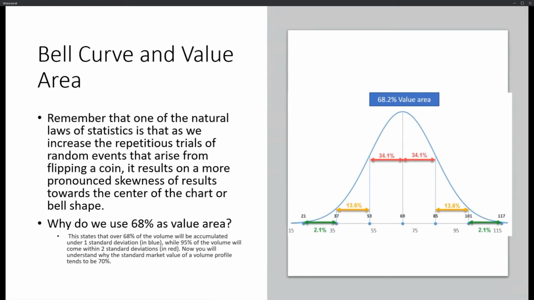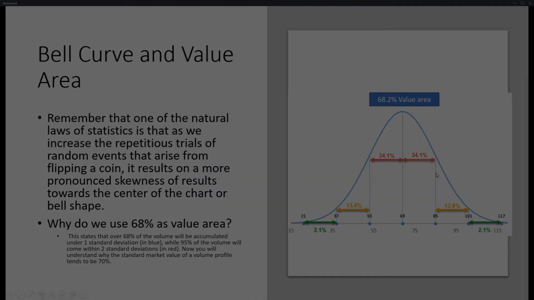Okay, so the bell curve. It's fairly important when you study the value area to understand the bell curve, right? We use 68.2 just for this purpose right here. It's one standard deviation on the normal distribution, right? So it's 68.2. We are looking for all the volume that occurs in 68.2.